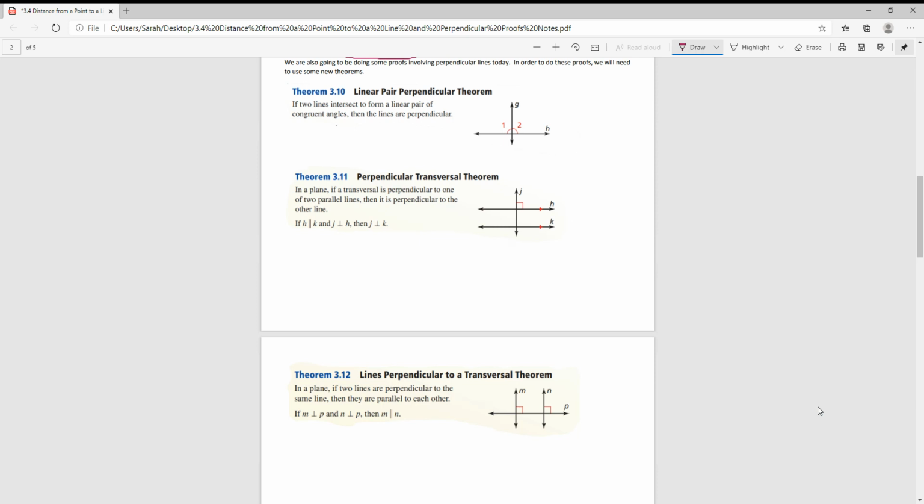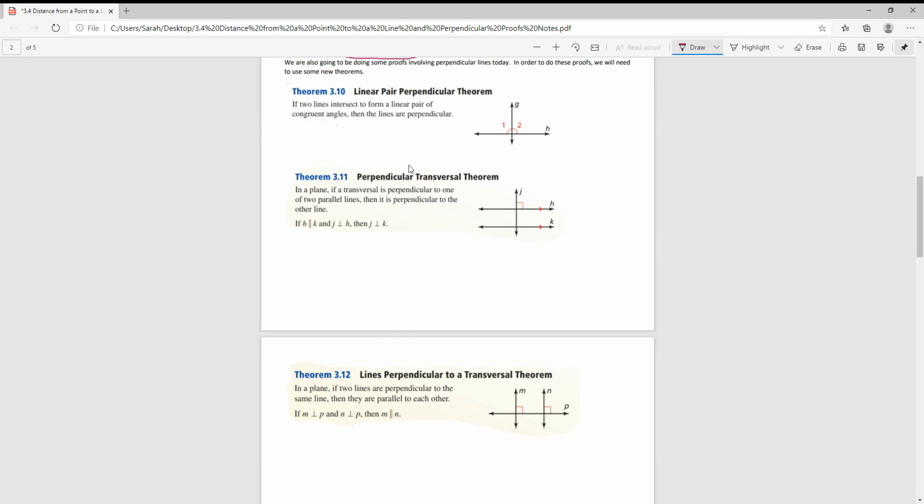Hello. Next thing we're going to do is look at some proofs that deal with perpendicular lines. There are 3 new theorems that you can see on the screen now. We actually aren't going to use these yet. They will come in handy in the future, but I want to talk about these really quick before we get into some proofs, just because theorems and proofs kind of go together.